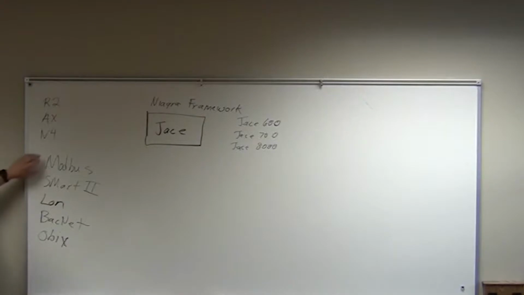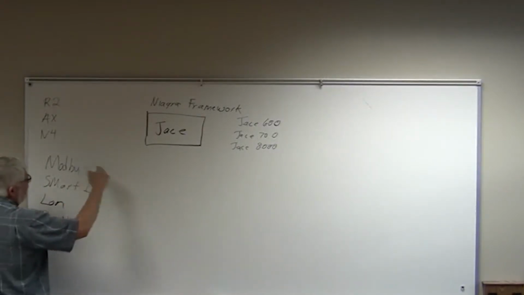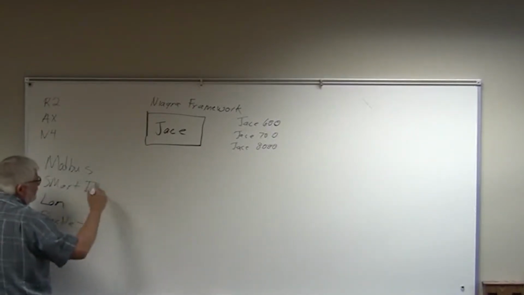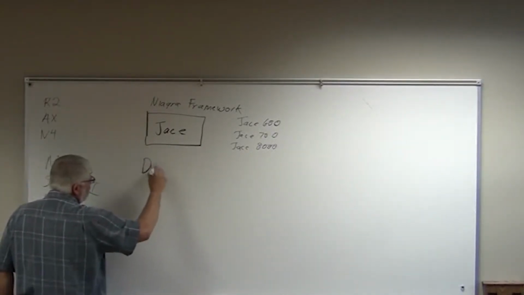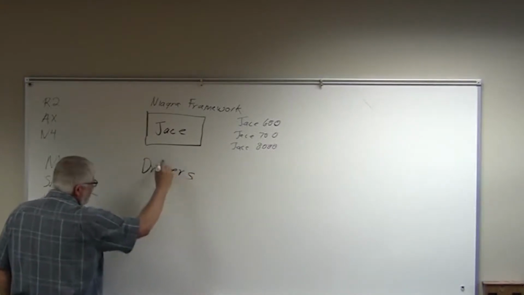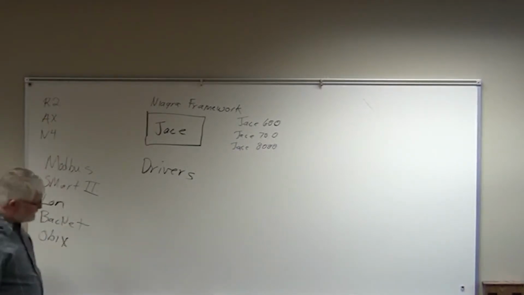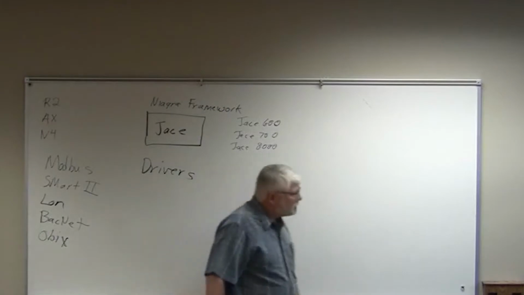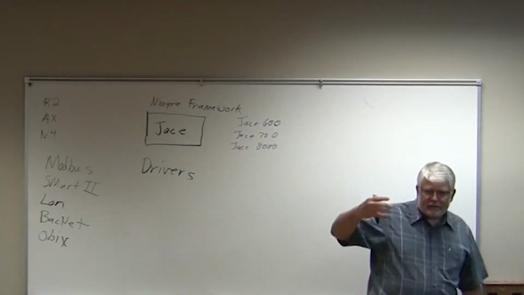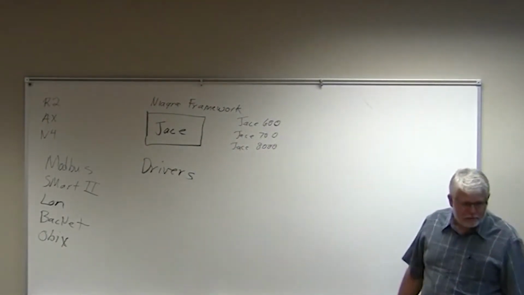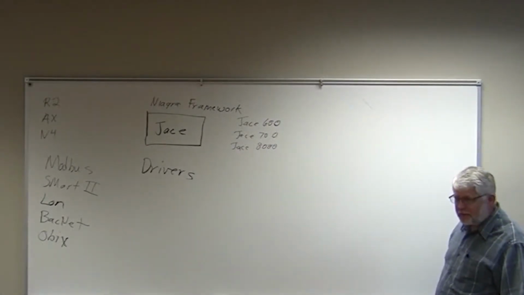Okay? So again, these are all different protocols or languages, right? And what we have inside the Jace is drivers that match each one of those. So I have a Modbus driver, a Smart 2 driver, a LAN driver, a BACnet driver, an OBIX driver. All of these things have different kinds of points, right? So I said there's 4 point types that we use. Who can tell me one of those?